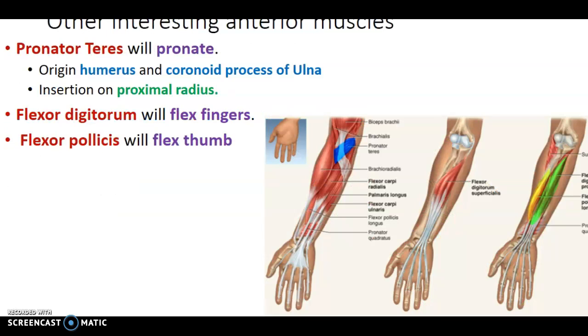Now there's some other interesting muscles. We're not worrying about them too much. One interesting one, because I heard it, is the pronator teres right there. Guess what it does? It pronates. It goes from the humerus across to the coronoid process of the ulna, and it helps in pronation. The flexor digitorum flexes the fingers. The flexor pollicis flexes the thumb.